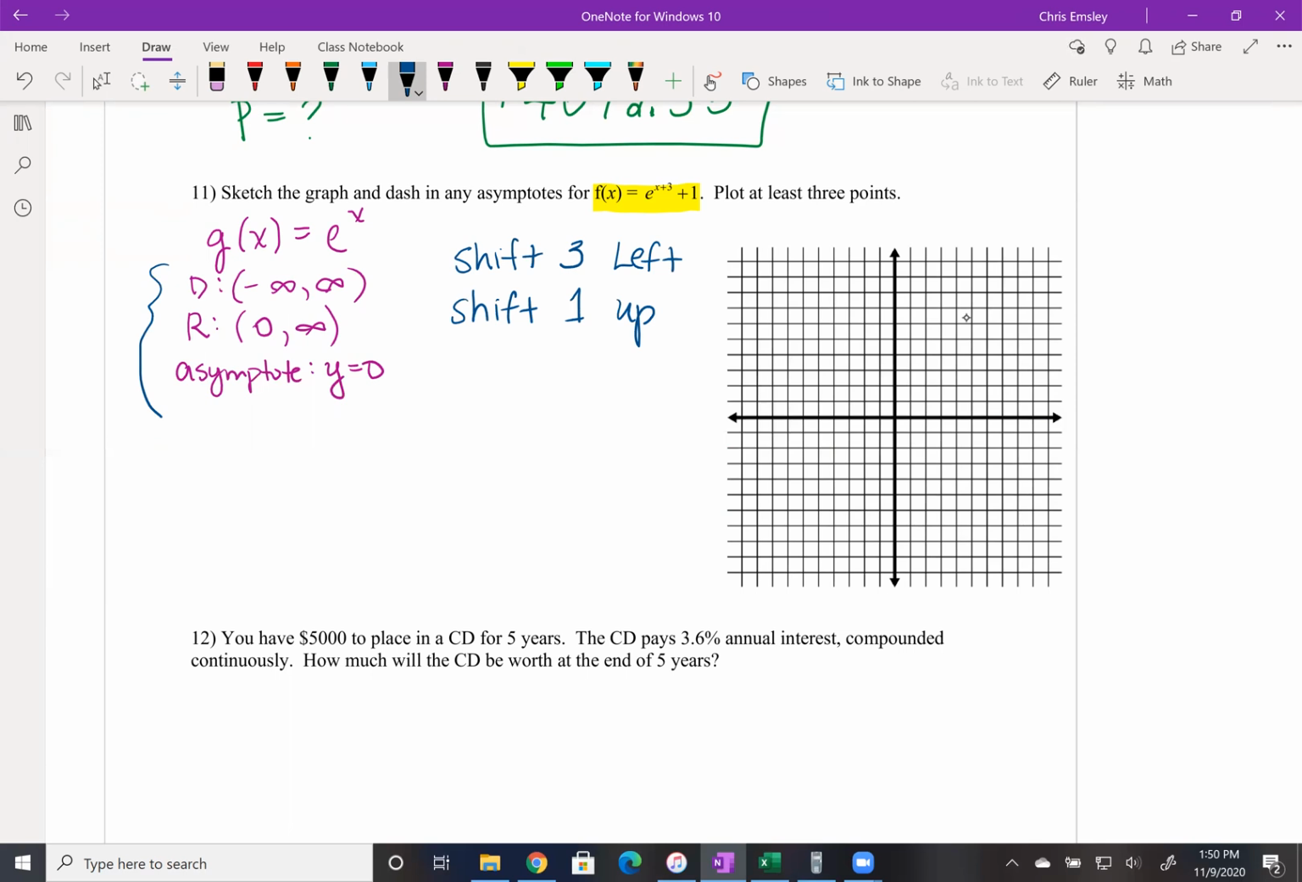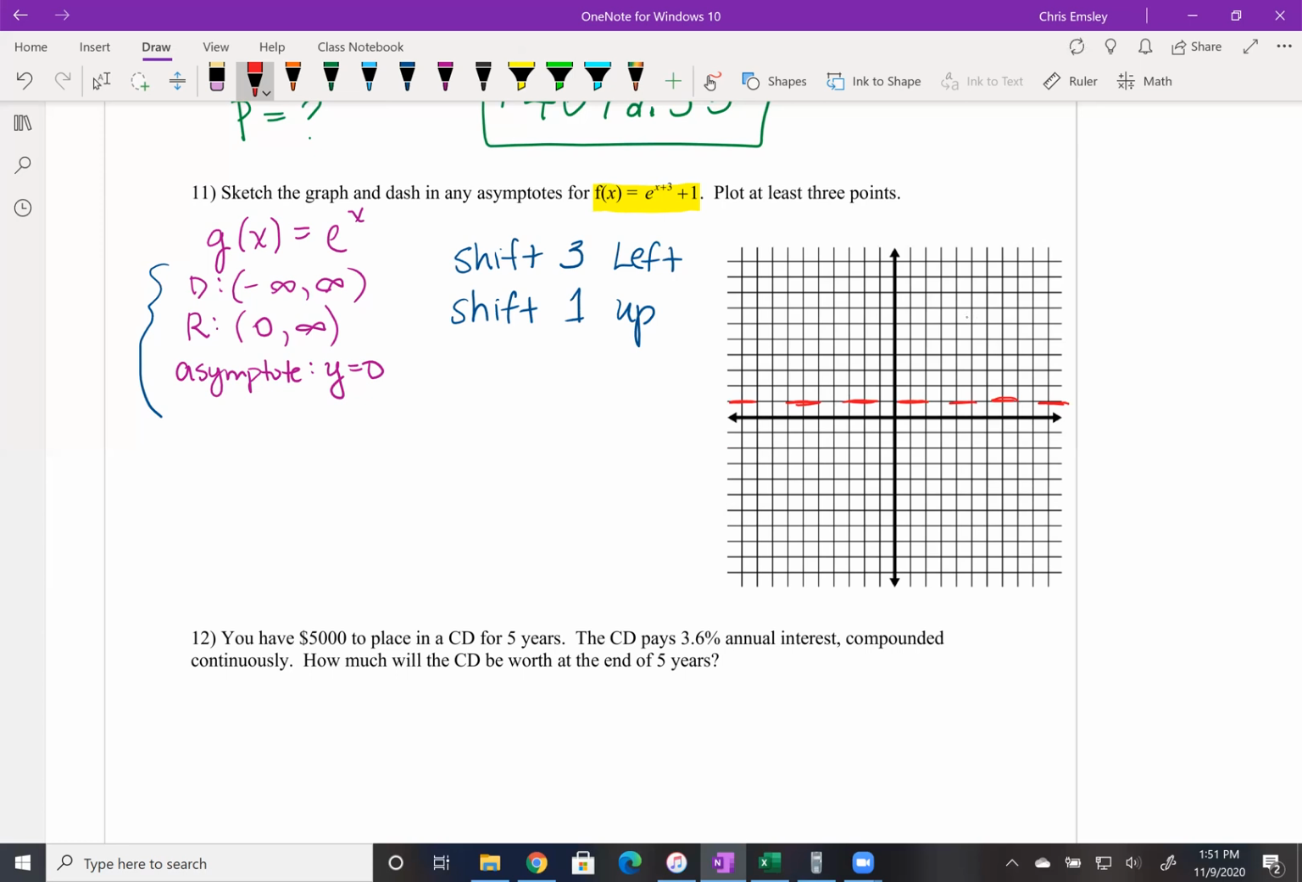Okay, so if we take these things and apply those transformations, that asymptote of our original function that used to be at y equals 0, when we shift a horizontal line to the left, that doesn't change anything because it's horizontal. But when we shift it up by 1, that does change things. So our new asymptote is going to be right here, because it got shifted up 1.